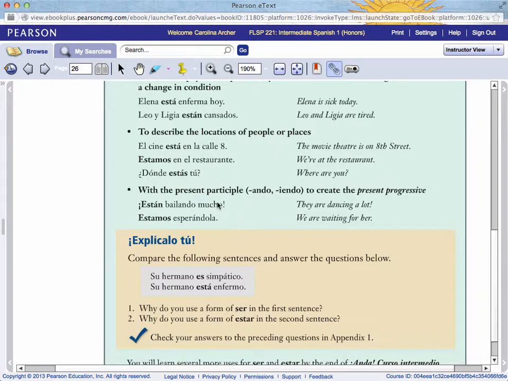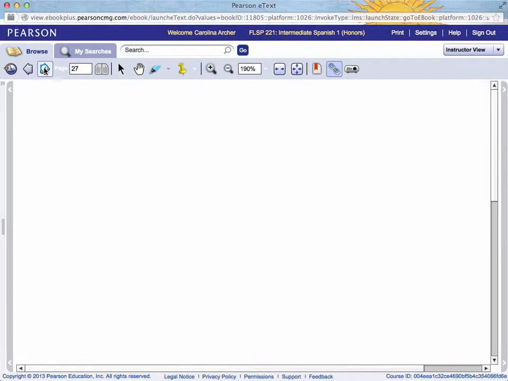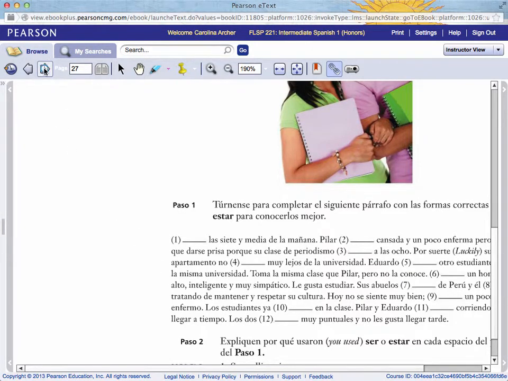And also with the present participle to create the present progressive. To talk about something that is in progress. Okay? They are dancing a lot. Están bailando mucho. O estamos esperándola. We're waiting for her. Okay? Muy bien. So here is the explícalo tú, all right, section that I'm going to leave up to you. Muy bien. Some activities to review ser and estar.